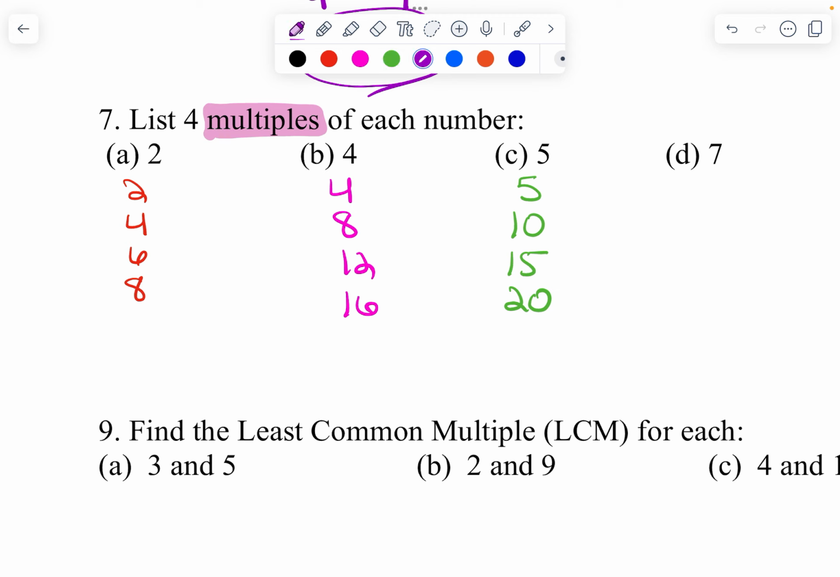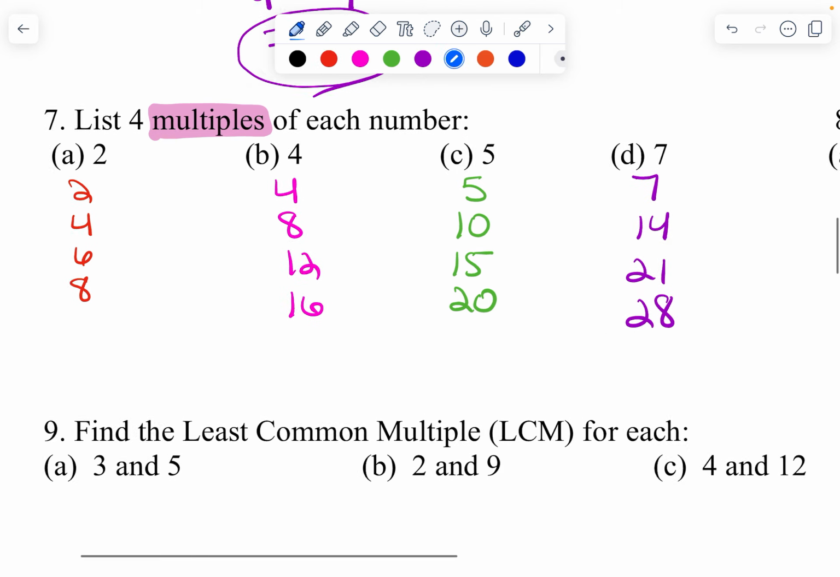Last but not least in the set of multiples is going to be part D here, which is count by sevens. So 7, 14, 21, and then 28. So that's multiples. You're counting by that number. You could also do whatever the number is times 1, times 2, times 3, times 4, which is how I'm getting each one of these lists. So 5 times 1, 5 times 2, 5 times 3, 5 times 4. And you can keep going to get more multiples. Okay, so those are multiples.